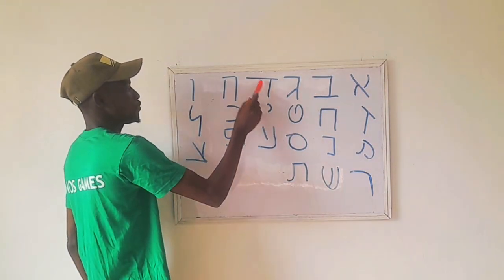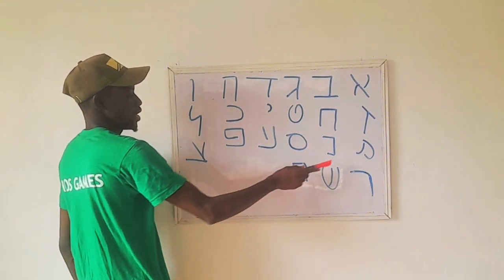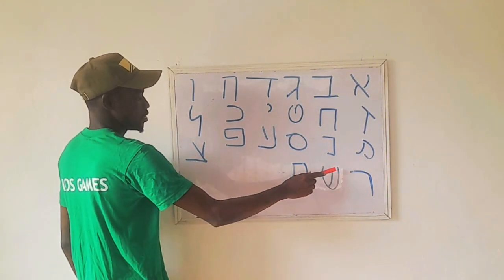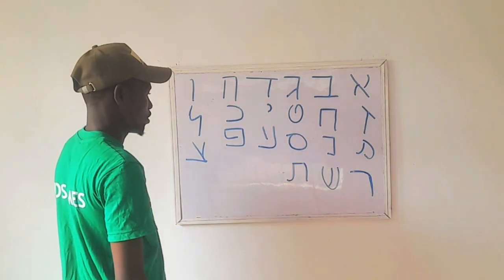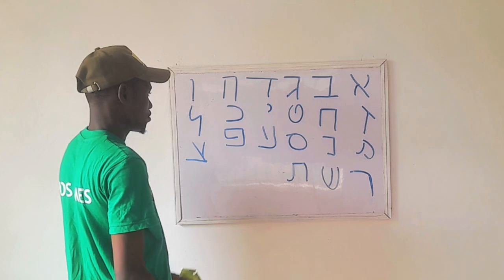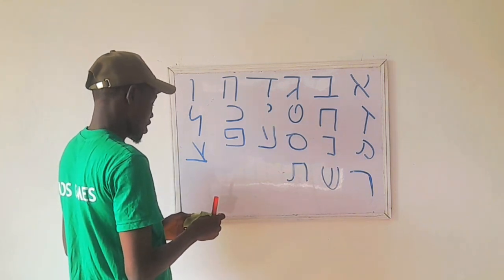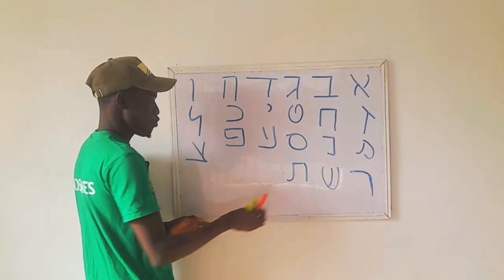1, 2, 3, 4, 5, 6, 7, 8, 9, 10, 11, 12, 13, 14, 15, 16, 17, 18, 19, 20, 21. All right, I think I missed one alphabet. Yes, I did. And that is Kof.